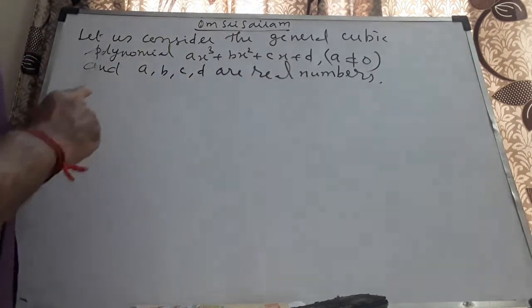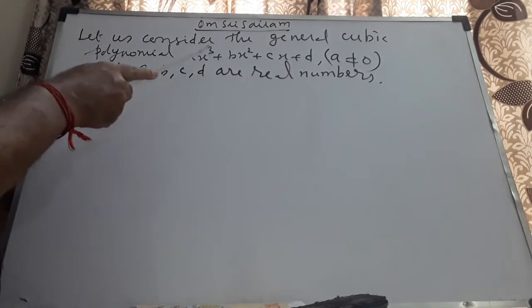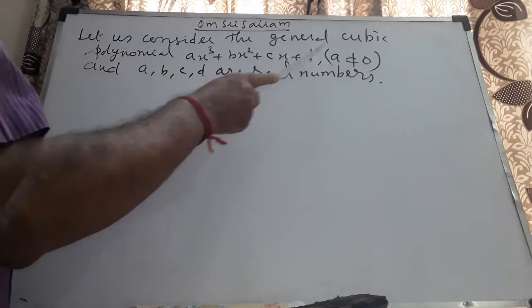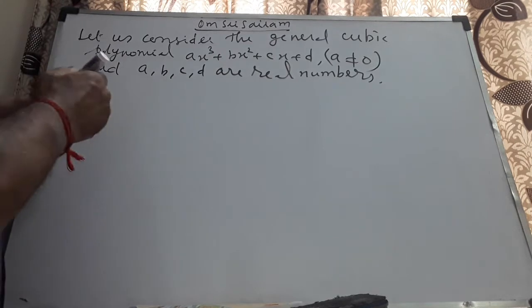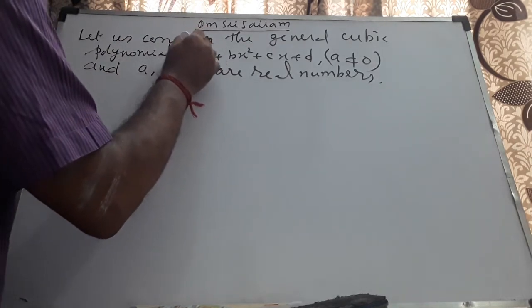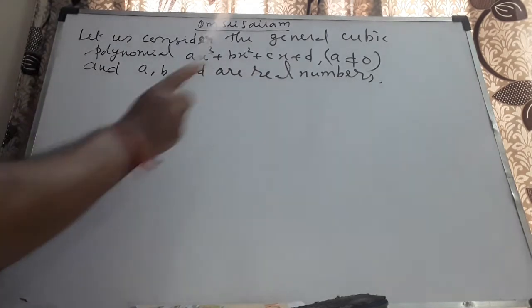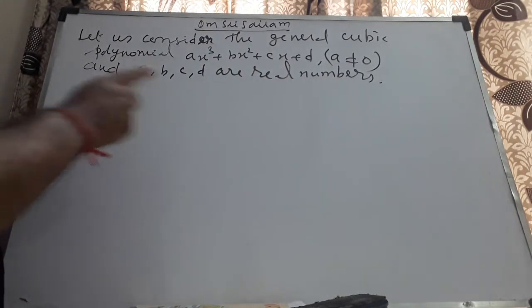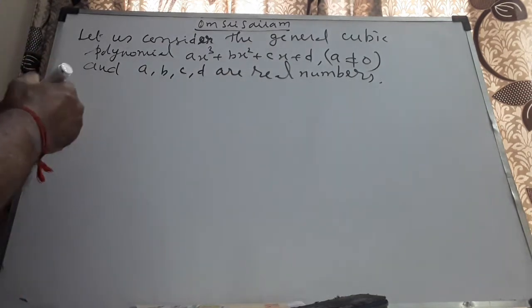Let us consider the general cubic polynomial ax cube plus bx square plus cx plus d, where the coefficient of the highest power 3, that is the coefficient a, is non-zero. Otherwise it will become quadratic. If this becomes 0, it gets reduced to power 2. And the coefficients a, b, c, d are real numbers.